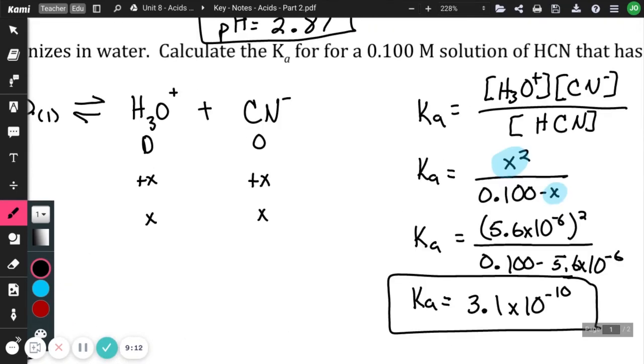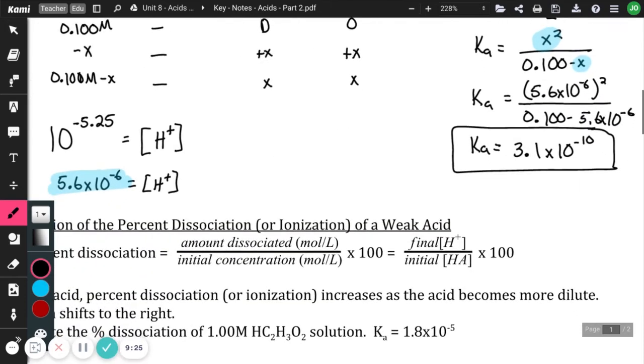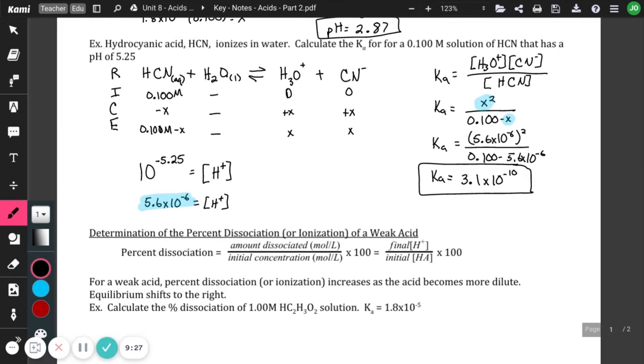So I know my X value is 5.6 times 10 to the negative 6. So I plugged it in, and then I solved for my Ka, which wound up being 3.1 times 10 to the negative 10. Okay? All right. So now that we've got an idea of how to calculate the pH of a weak acid solution, let's take a look at how I would determine the percent dissociation.